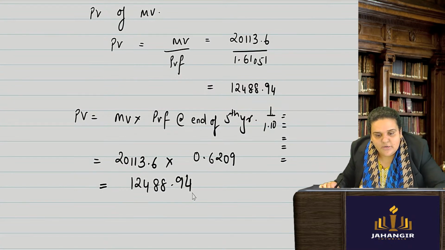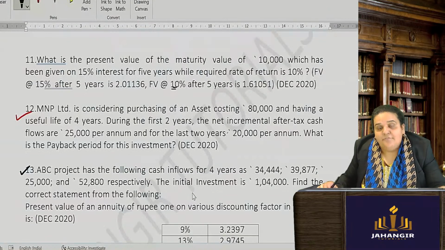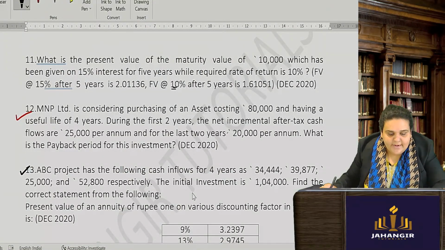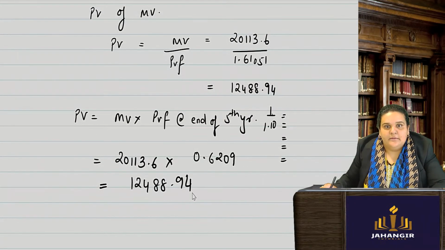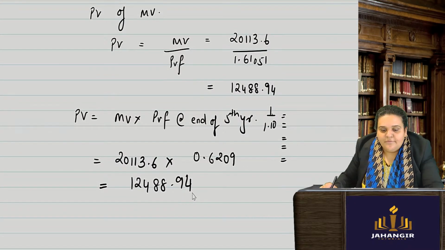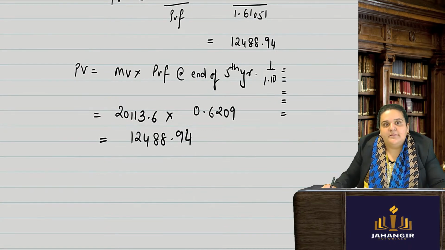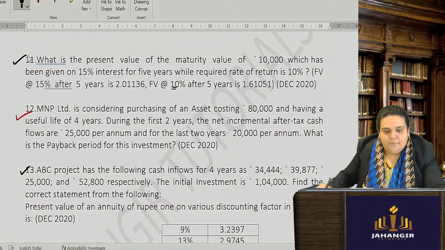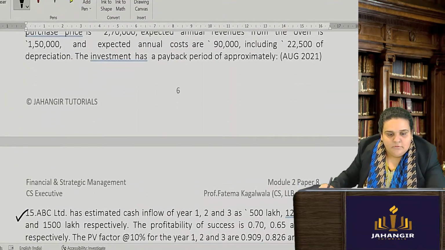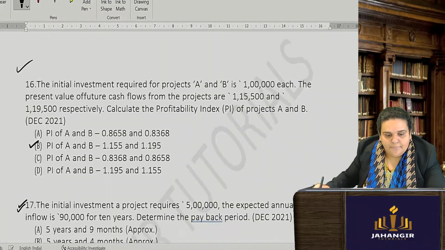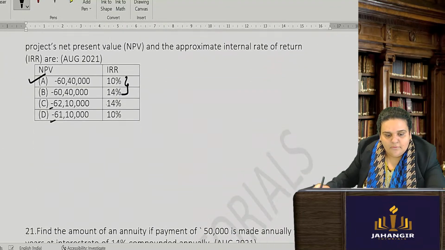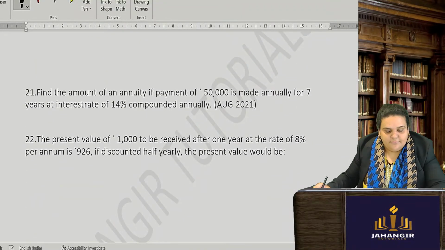So if in case you are taking the PV factor after 5 years, then divide the maturity value with that. So you'll get the correct answer. Otherwise, you can do your PV factor in this form. You will get the correct answer. I have given you both the ways. Even the 14th sum is done. All the sums are done. Last two ones are left.